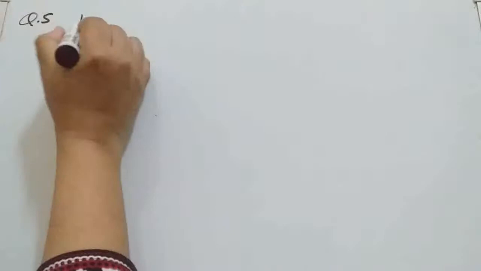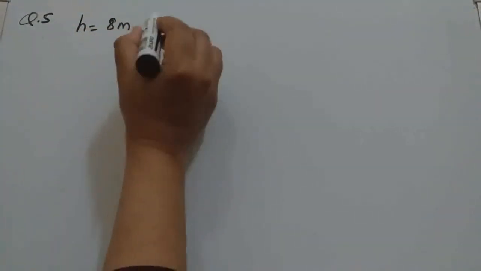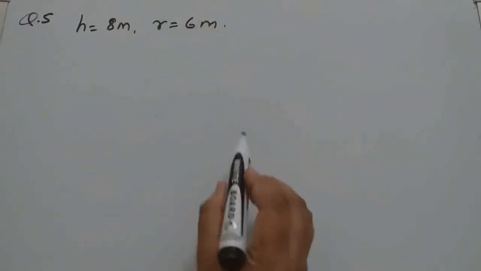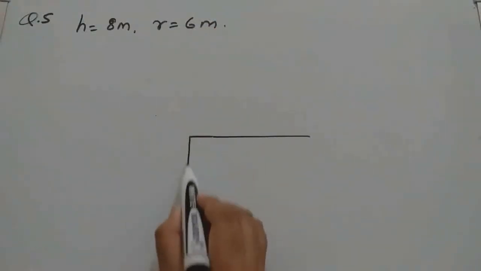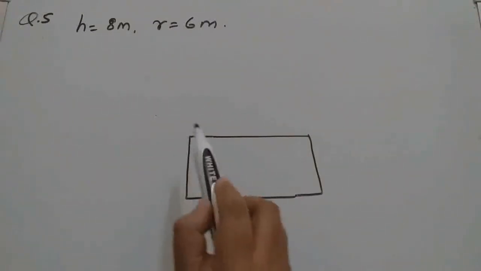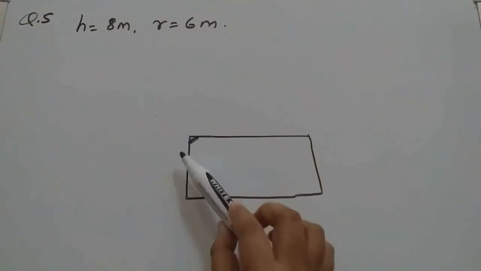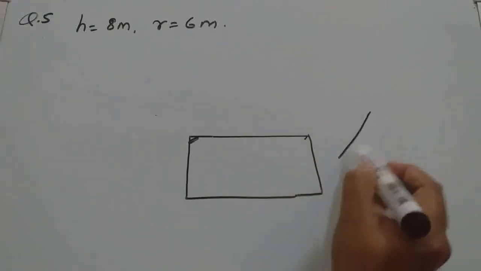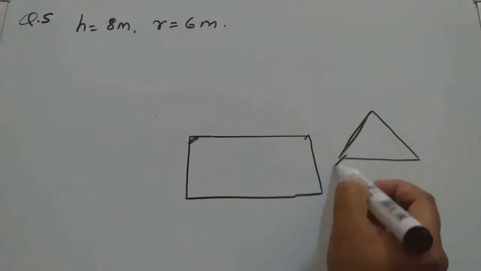In question 5, the question is what length of tarpaulin 3 meter wide will be required to make a conical tent of height 8 meter and base radius 6 meter. Now we know that from the rectangular sheet, if you fold it like this, holding this corner, you will make a tent, isn't it?